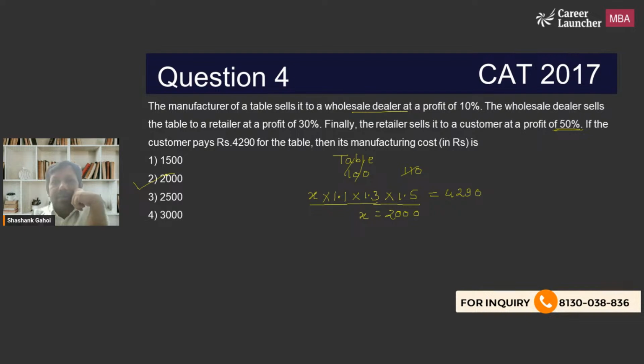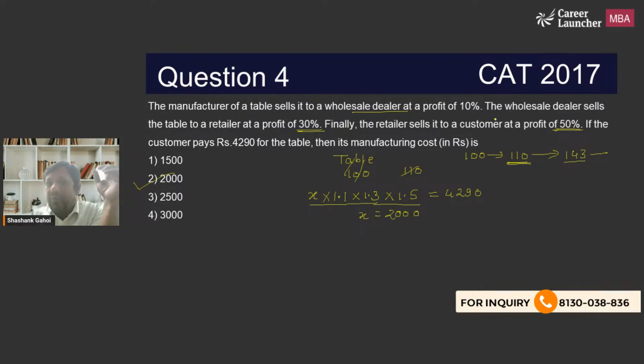Now, is there any alternate approach? Basically, if I assume the cost price for the manufacturer is 100, then he sells it to the wholesaler at 110. Then again, the wholesale dealer sells it at 30% profit, so he will be generating 30% on 110. So that is going to be 143. After two changes, the overall change is 43%, not 40%.